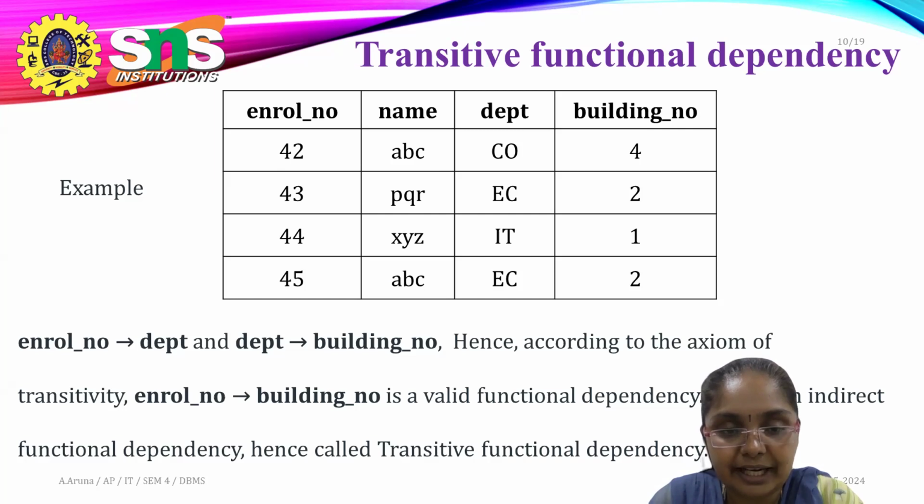See here: enroll tends to building number directly, this is not a transitive dependency because the X and Y components are not indirectly dependent. So this is not a valid functional dependency. If a relation is indirectly identified through another, then we can call it a transitive functional dependency. So these are the various functional dependencies.